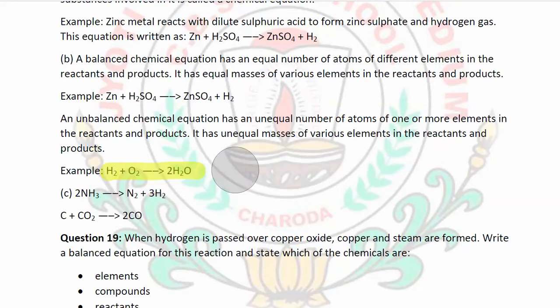Okay. Let's move further and see the last question, which asks us to balance the chemical equation. So it was NH3 plus N2 plus H2.